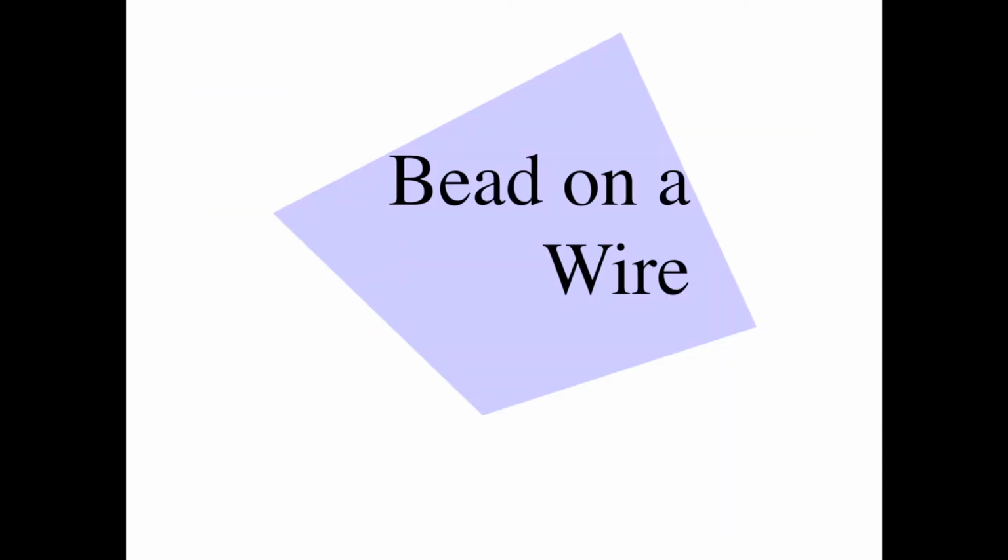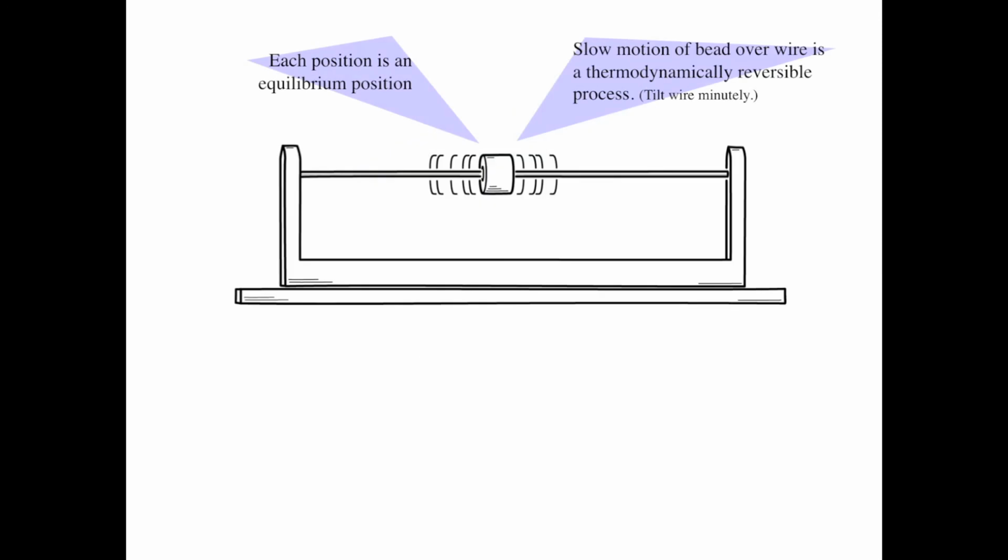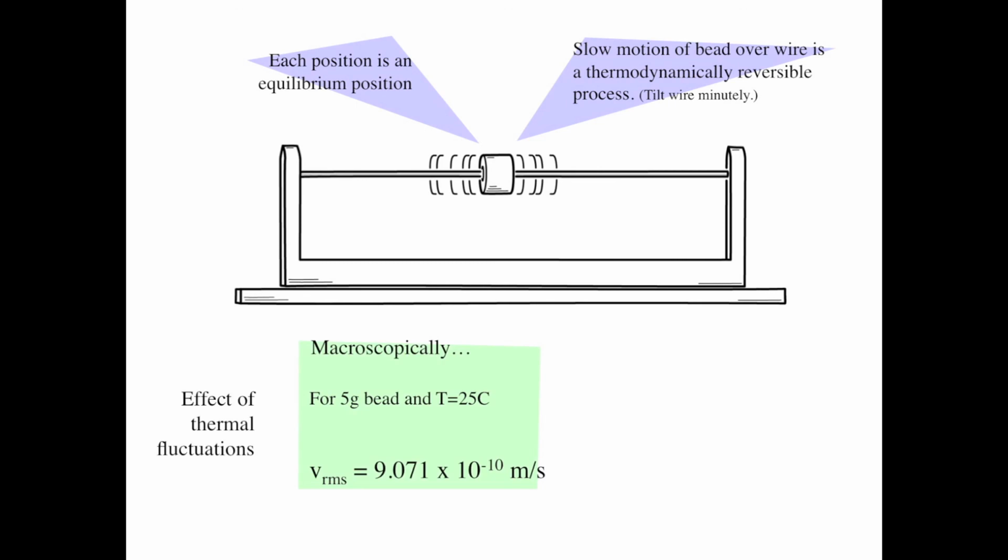Here's the simplest illustration of these results that I can imagine. Consider a bead that can move frictionlessly along a horizontal wire. Each position along the wire is an equilibrium position. As a result, the sequence of positions adopted by the bead across the wire constitutes a thermodynamically reversible process in which the bead moves over the wire. Consider the macroscopic case of a 5-gram bead.